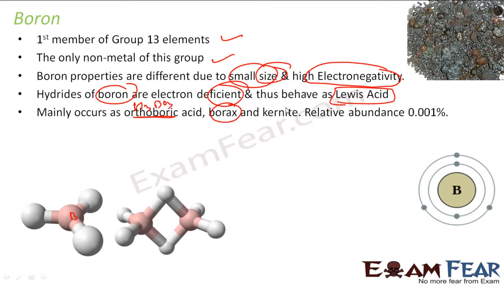borax, and kernite. Na2B4O7.10H2O, and the abundance is pretty less. We'll talk more about this.